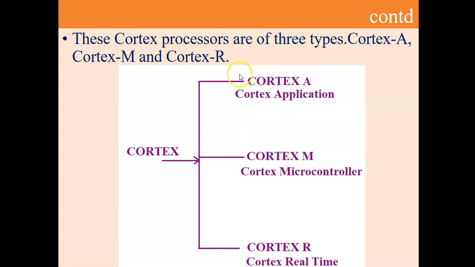These cortex processors are of three categories: Cortex A, which is called cortex applications, cortex M, cortex microcontroller category, and cortex R, cortex real-time category or domain. So cortex has been divided into three sections: cortex A, cortex M, cortex R. So after ARM7, ARM9, ARM11, in between, 8 and 10 were not popular. ARM7 is very popular, ARM9 is also very popular, ARM11 is very popular. After the ARM11 processor, we consider the cortex processors, cortex A, cortex M, cortex R.